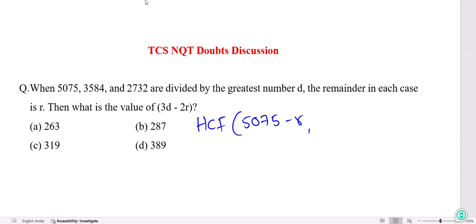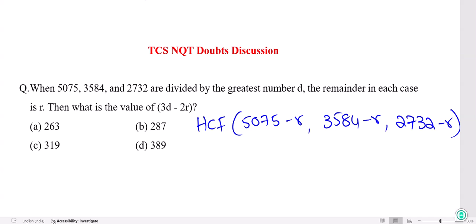It is giving some remainder R, they said. When the remainder is removed, suppose 21 and 31: when 21 is divided by 10, one remainder; 31 divided by 10, one remainder. If you don't want the remainder, remove that one. Here the remainder is R. I remove it, then HCF will come. So 5075 minus R, 3584 minus R, 2732 minus R should be divisible by the HCF. Up to here, are you understanding what this minus R is?